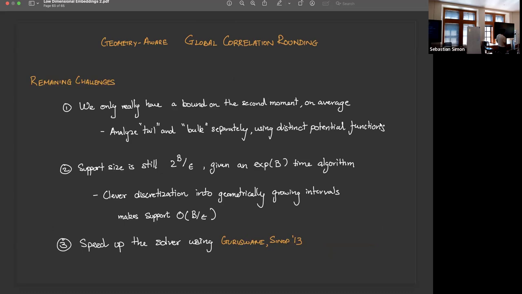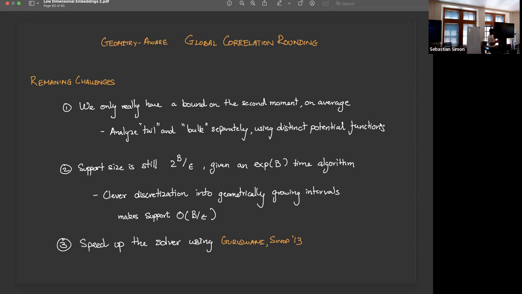So, what are the remaining challenges, which I don't have time to go over? The first one is that the statement that I showed you does not hold with probability one. It's just a bound in expectation. And the second one is that you only account for constant probability. So how do you account for this? Well, what we do is we analyze the tail of the embedding and show that.